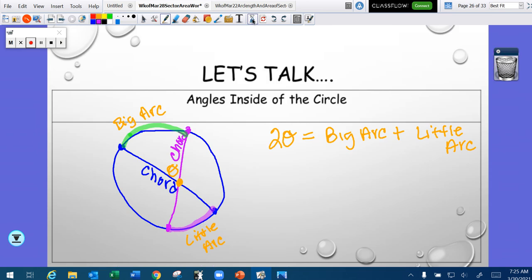Right here, what happens when I have either 2 secants or 2 chords inside of the circle? So this is a chord and this is a chord, and right here they intersect at what is called the vertex, and there's an angle formed. So here you just do the big arc and the little arc, and since they're inside of the circle, you use the same formula. Big arc plus little arc equals 2 times the angle. Okay, go ahead and write that down as well.